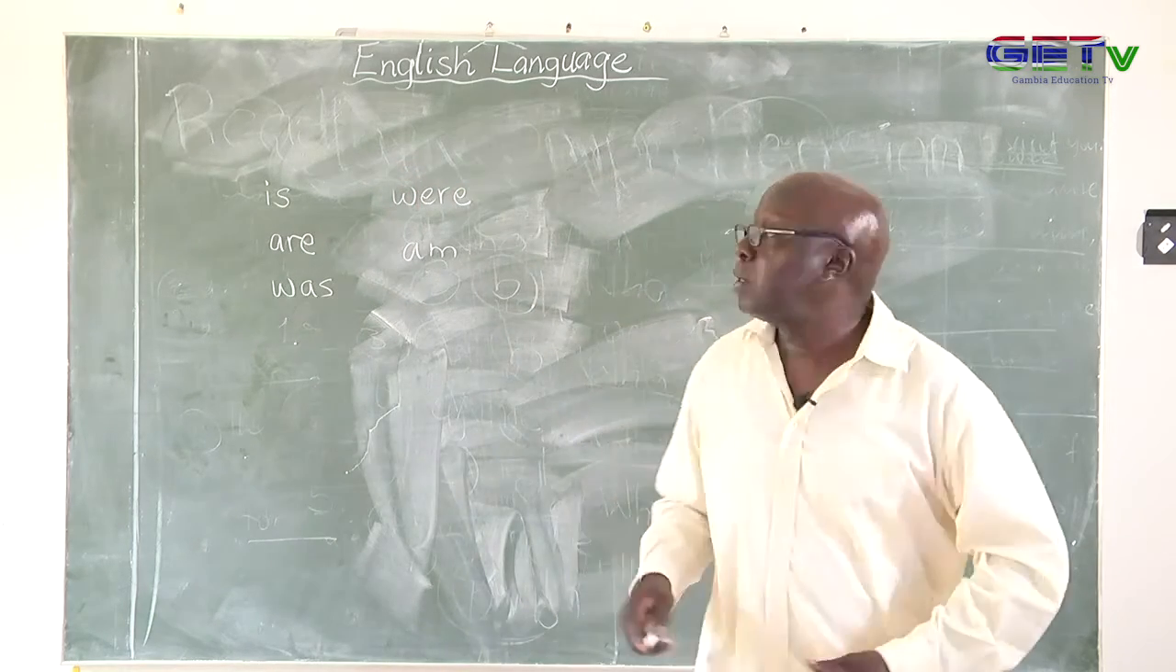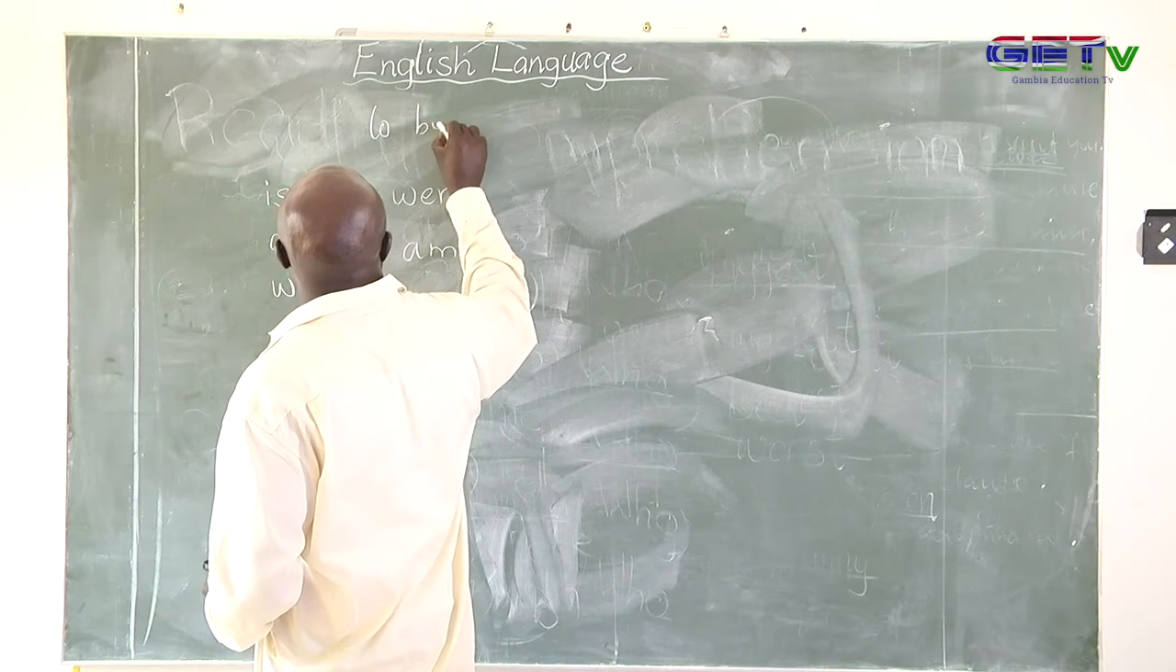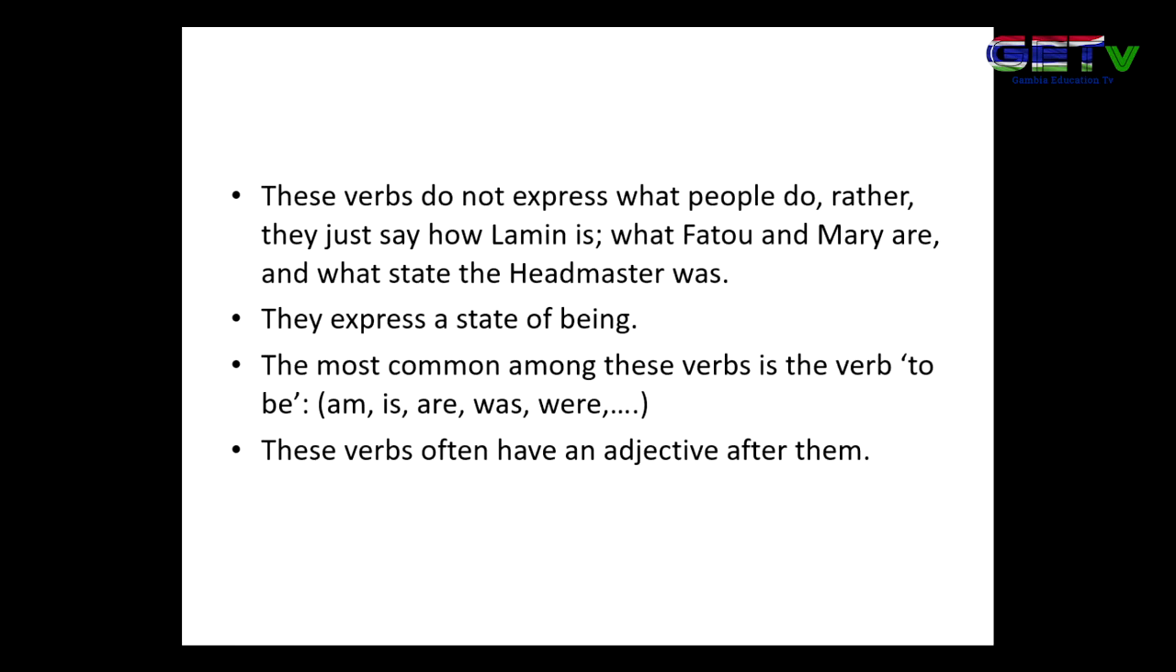These are what we call the verb to be. They come from the infinitive to be. The verb to be: I am, you are, he is, she is, it is, I was, you were. These are the verb to be. Mark them because we're going to have a lot to do with them later on in this lesson and lessons to come.